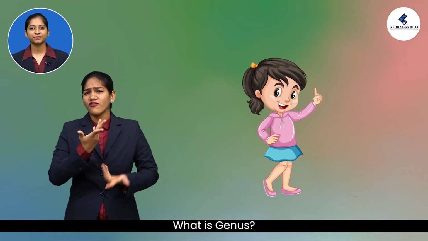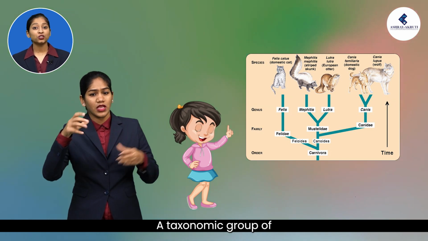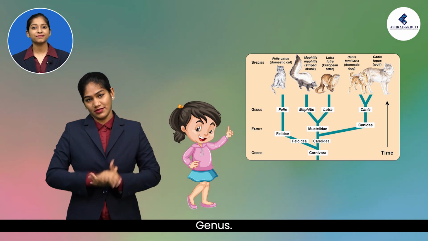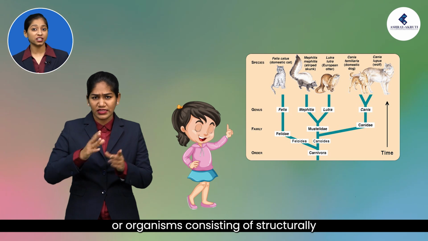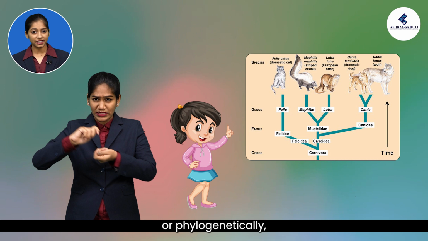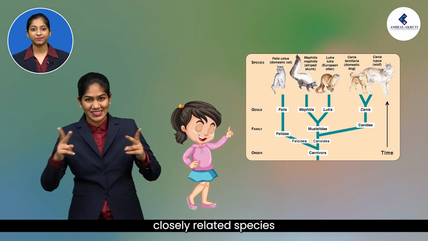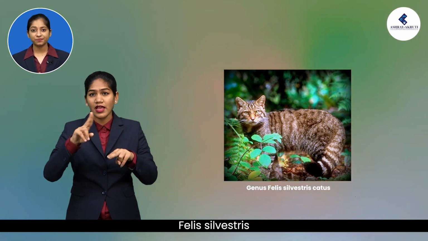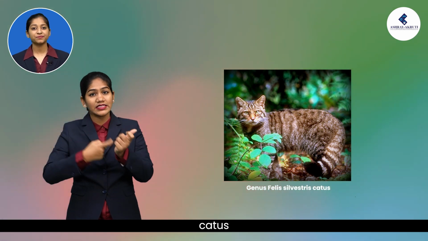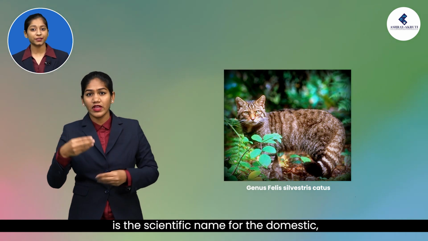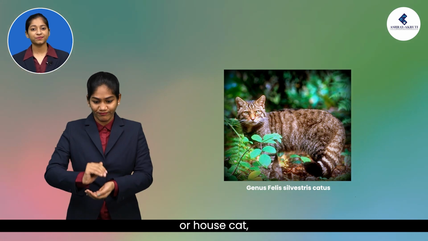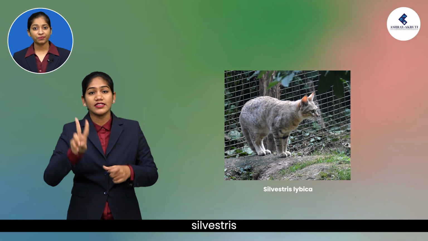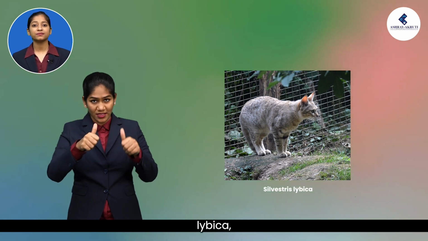What is genus? A taxonomic group of two closely related species together form genus, or organisms consisting of structurally or phylogenetically closely related species. Example 1. Cat, genus Felis. Felis silvestris catus is the scientific name for the domestic or house cat, whose closest relative is Felis silvestris lybica, the African wild cat.